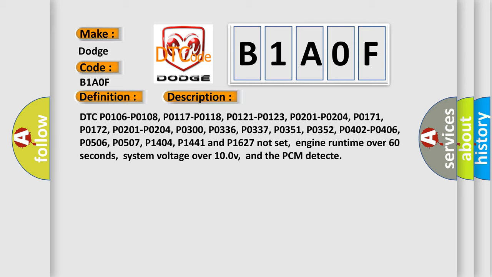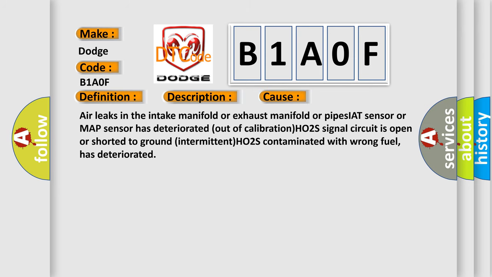detects the fault. This diagnostic error occurs most often in these cases: air leaks in the intake manifold or exhaust manifold or pipes, IAT sensor or MAP sensor has deteriorated out of calibration, HO2S signal circuit is open or shorted to ground, intermittent HO2S contaminated with wrong fuel, has deteriorated.